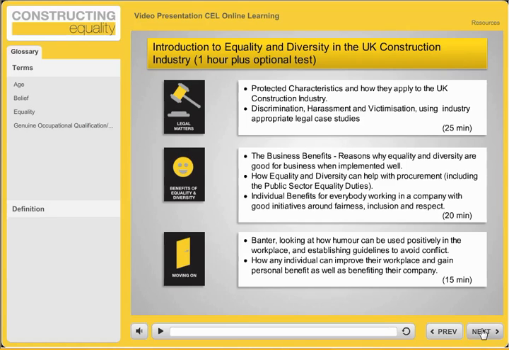The first course is Introduction to Equality and Diversity in the UK Construction Industry. This course is an hour long in total with an optional test afterwards. The course is ideal for companies who wish to give their staff a basic grounding in the subject. In this course we look at protected characteristics, discrimination, harassment and victimisation. We also look at the business benefits of equality and diversity, how equality and diversity can help with procurement, and the individual benefits for anybody working in a company with good initiatives around fairness, inclusion and respect. It also rounds off with a section on banter and workplace language, establishing guidelines to avoid conflict, and how any individual can improve their workplace.